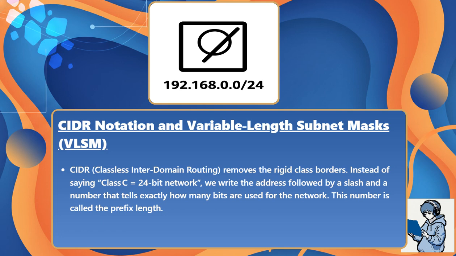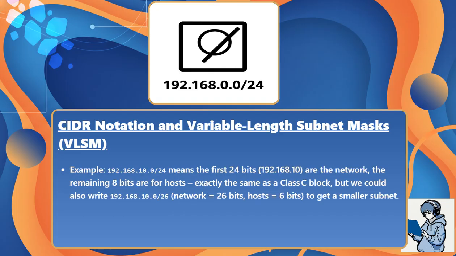Instead of saying Class C equals a 24-bit network, we write the address followed by a slash and a number that tells exactly how many bits are used for the network. This number is called the prefix length. Example: 192.168.10.0/24 means the first 24 bits, 192.168.10, are the network. The remaining 8 bits are for hosts, exactly the same as a Class C block. But we could also write 192.168.10.0/26. Network equals 26 bits, hosts equals 6 bits, to get a smaller subnet.